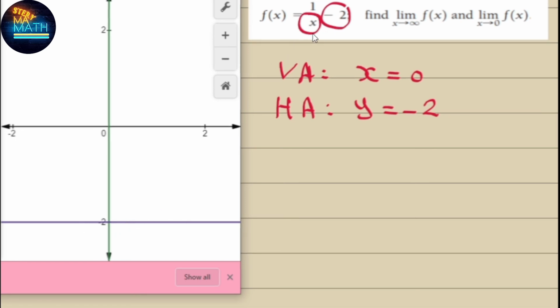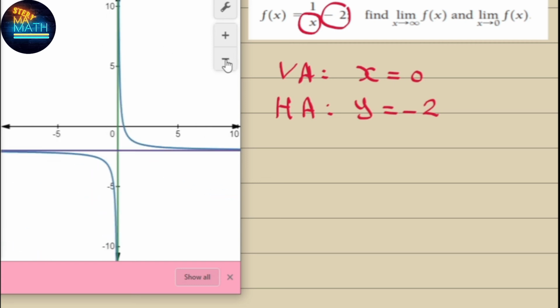And the original function, which is 1 over x, is positive. So you will graph in the first quadrant and in the third quadrant. If it was negative, you will graph in the second quadrant and in the fourth quadrant. But here it's positive, so you will graph in the first and in the third. And this is the function.